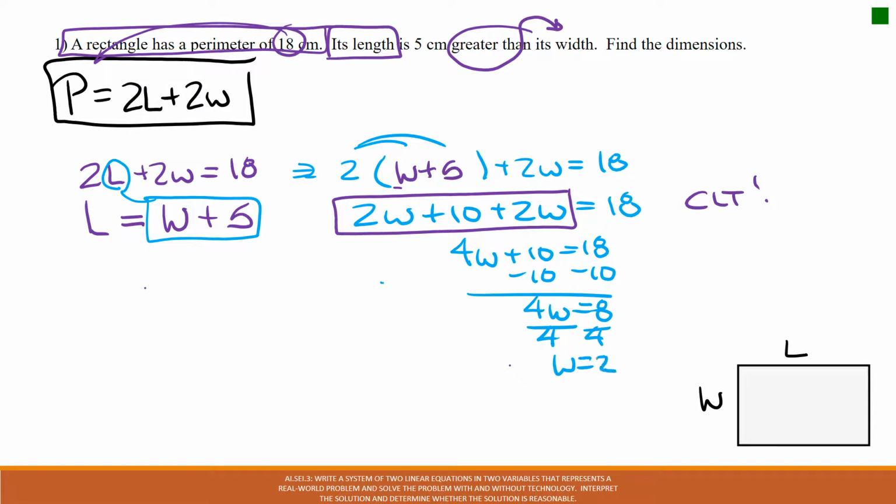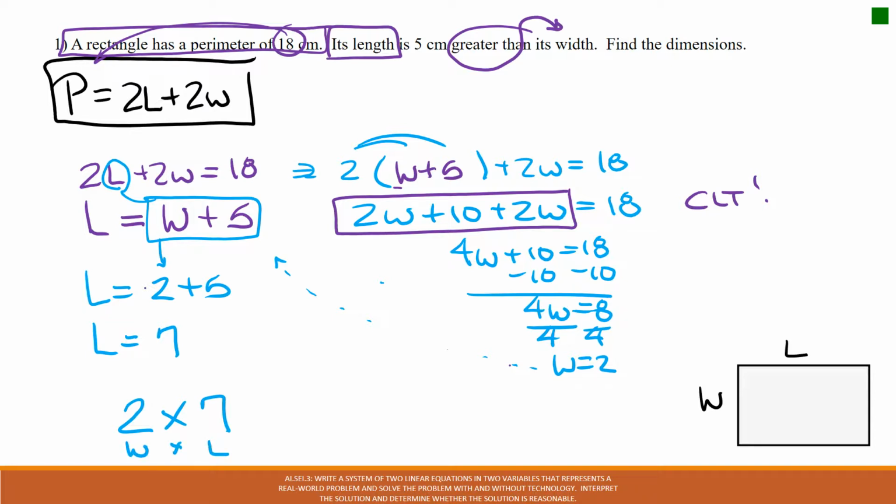The width is 2. Then we take this, we walk over here, and instead of length, we're going to put 2 for the width plus 5. Well, that's silly. That's supposed to be an L. L is 7. So the dimensions are 2 by 7, width by length. It's not hard. Got to remember the perimeter is 2L plus 2W. Got to know that one.